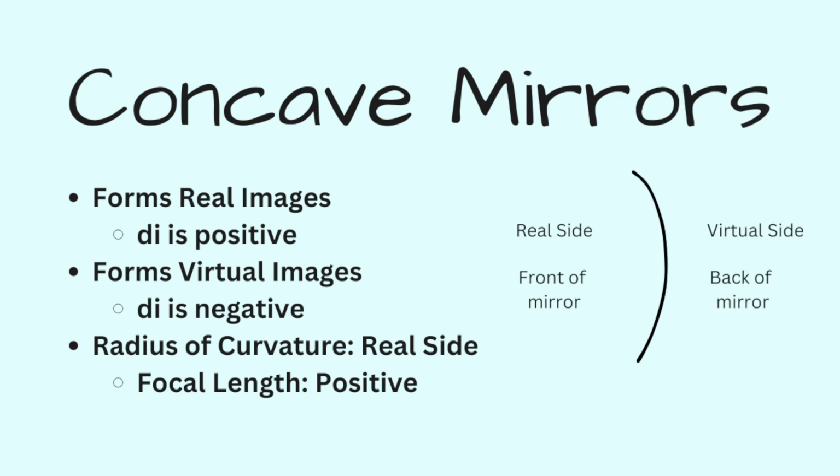Concave mirrors can form real images with positive image distance, and they can form virtual images with negative image distance. The radius of curvature is on the real side, meaning the side that light is incident on, and this gives a positive focal length.